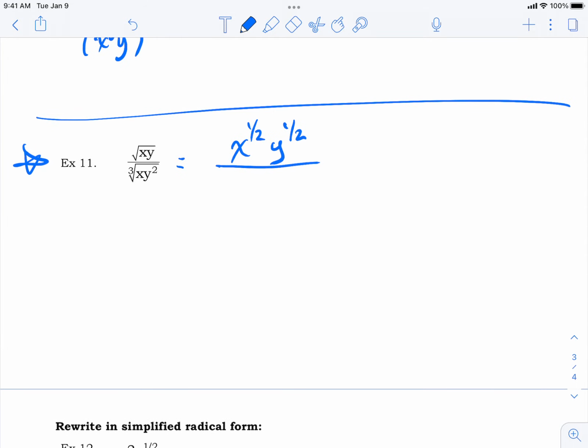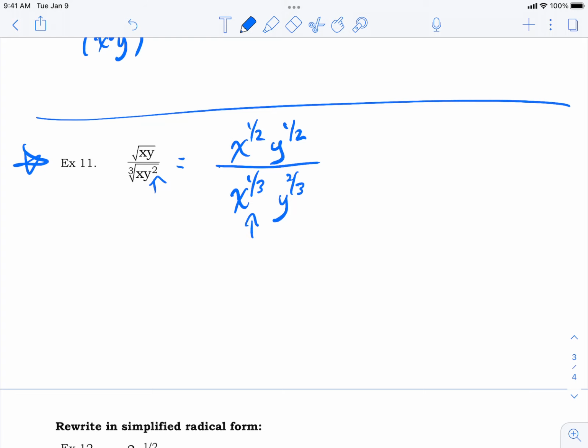Underneath, these both get 1/3 because they're under a cube root. So this is going to be x to the 1/3, and this is going to be, actually, it's squared and then in a cube root, so it's y to the 2/3. So there, we remove the radicals. Of course, we should simplify this mess.